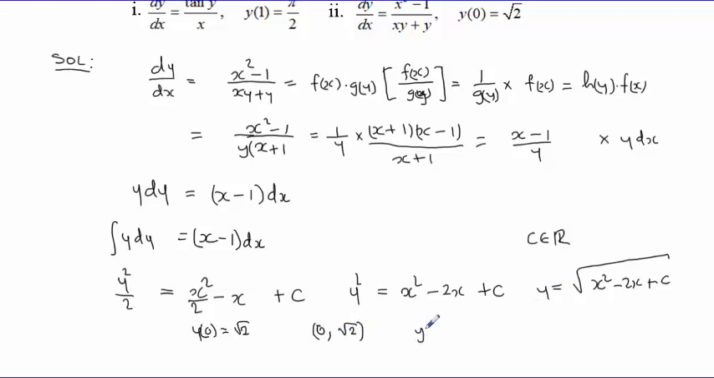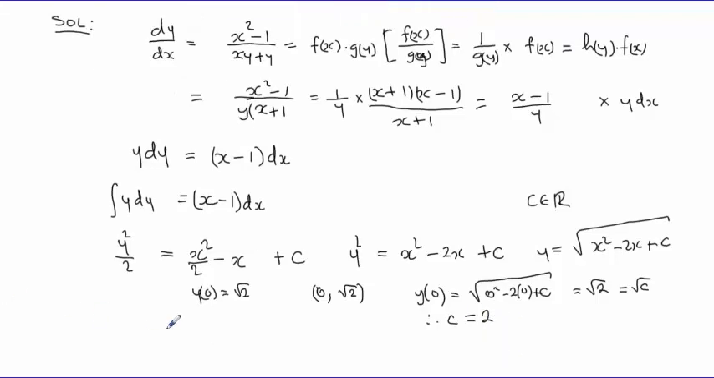So we're going to say y at 0 equals the square root of 0 squared minus 2 times 0 plus c, which, given that it is the square root of 2, gives us the square root of 2 equals the square root of c. Squaring both sides, we conclude that c equals 2. Then we can write our solution here. This is our general solution, or we can look at it in that form.